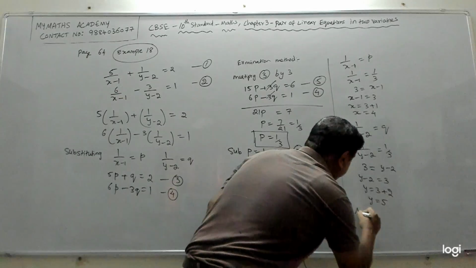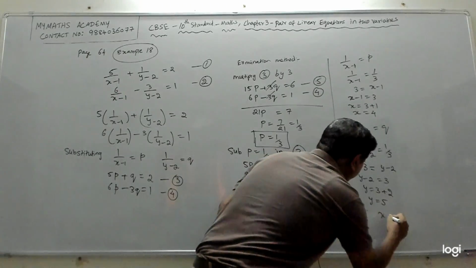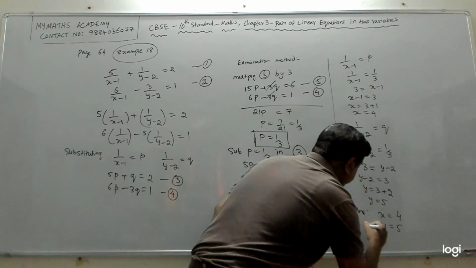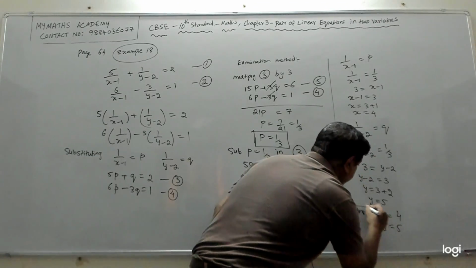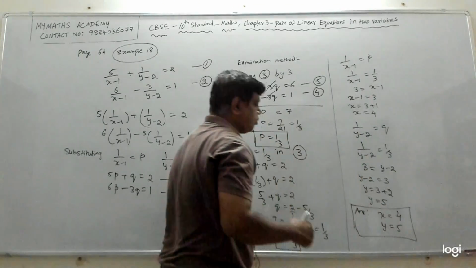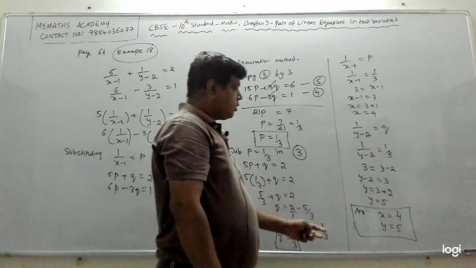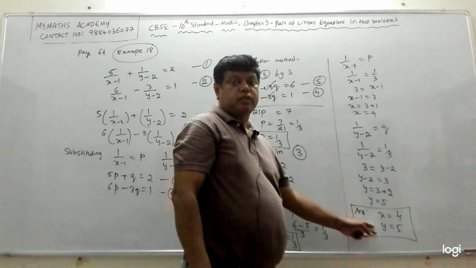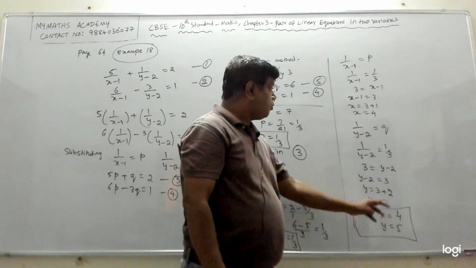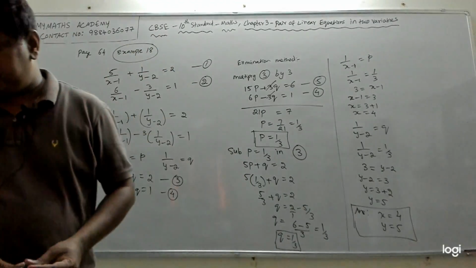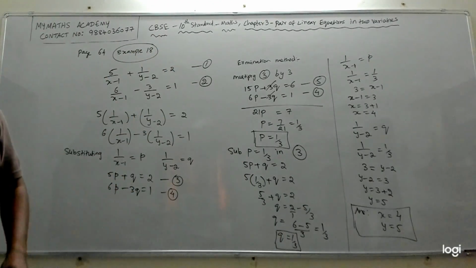So what is the final answer? Answer is x is equal to 4. Finally try to write like this: y is equal to 5. You always try to put the answer in the end like this, so that it is easy for the one who is verifying your answer to know that this is the final answer. So x is 4, y is 5. Clear?